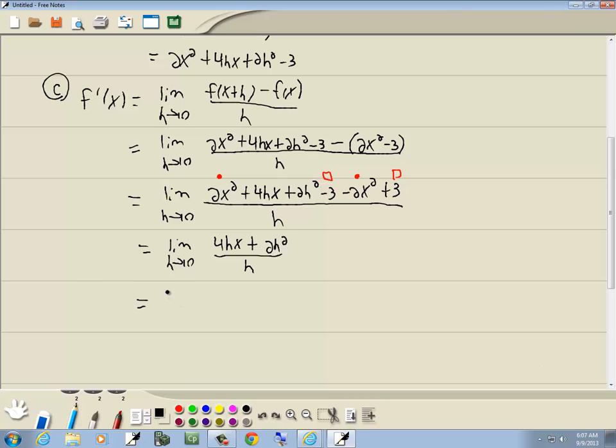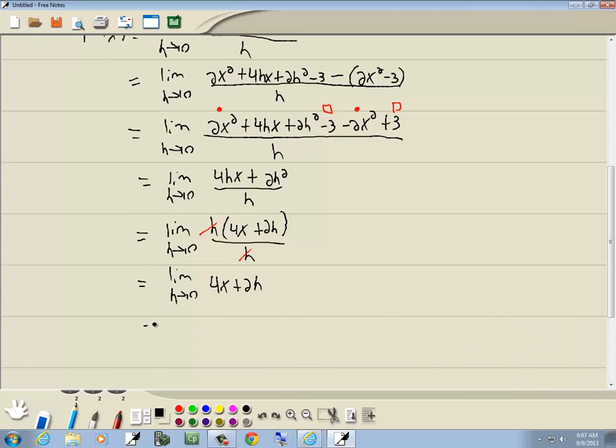Now we're going to factor an h out of the top part. So factor an h out, and that leaves us 4x plus 2h over h. We do that so these h's will cancel. Our main problem was the h in the denominator, which we just got rid of. So we're left with 4x plus 2h. Now we're going to plug 0 in for h. So I got 4x plus 2 times 0, which just gives us 4x for a derivative.